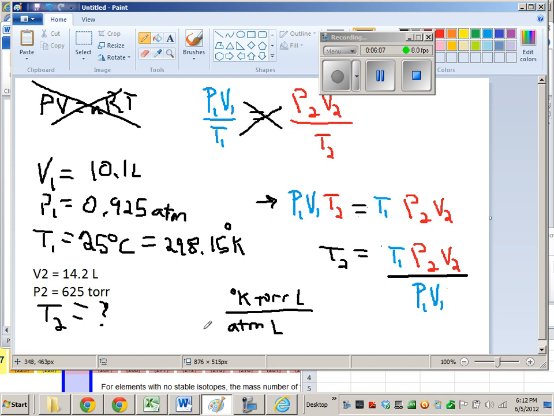So here's the problem I have, and you'll see this very quickly. Liters cancel, and I want to get just some sort of temperature that I can convert back to Celsius. So this would be fine if I just had Kelvin by itself. But look at torr and atmosphere. I need to convert one of these into the other. I'm going to convert torr into atmosphere. There are 760 torr in every atmosphere, so I can convert this. If I divide this by 760, I'll get this in atmospheres.